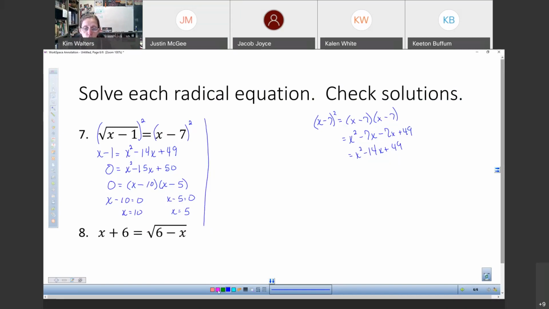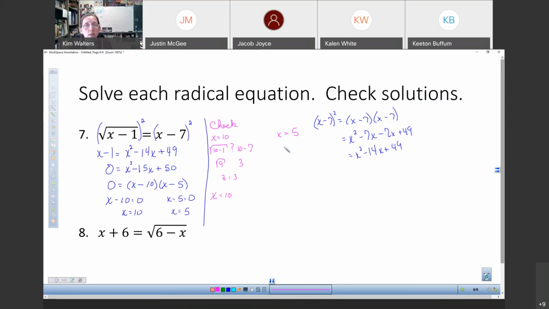So here's going to be my check. So I'm going to check x is equal to 10. And I'm going to check x is equal to 5, right? So when I check x is equal to 10, I have the square root of 10 minus 1 on the left-hand side. I need to know this relationship to 10 minus 7. So I'm plugging 10 in for both of my x's. This gives me the square root of 9, and 10 minus 7 is 3. And the square root of 9 is indeed equal to 3. So 10 is a solution. So x is equal to 10 is a good solution.